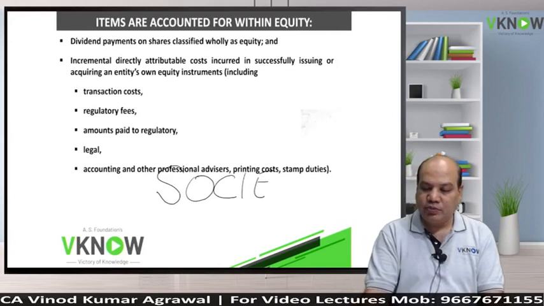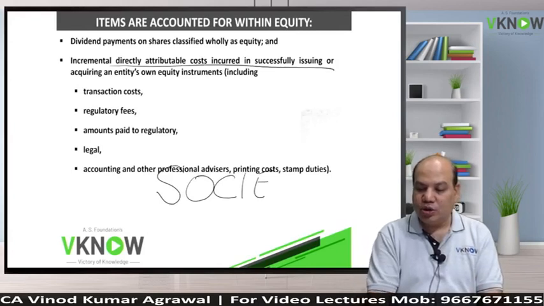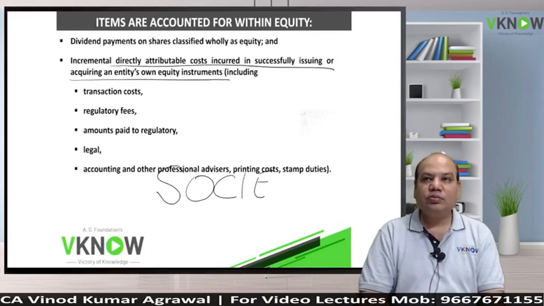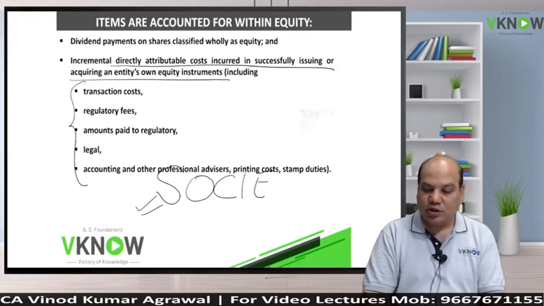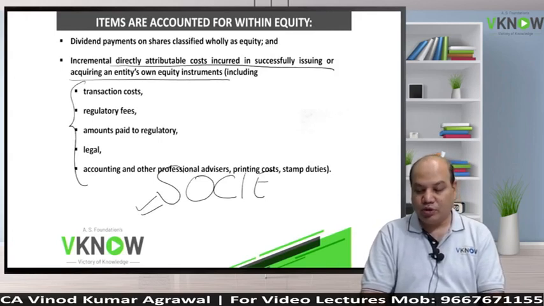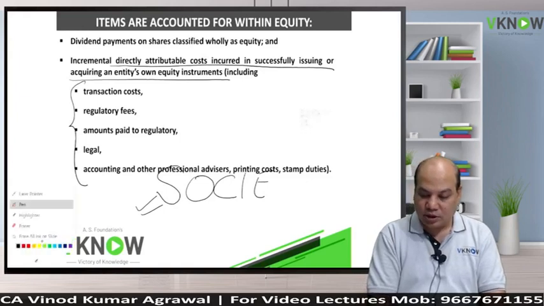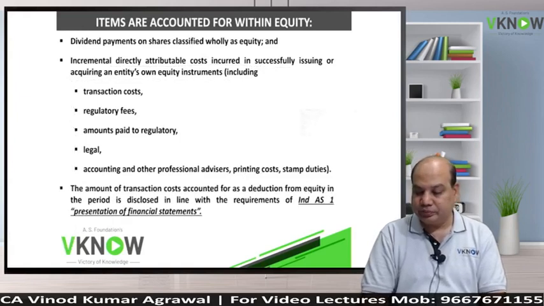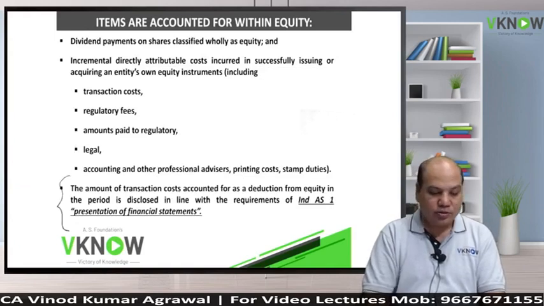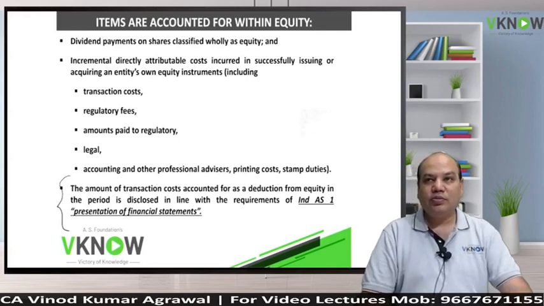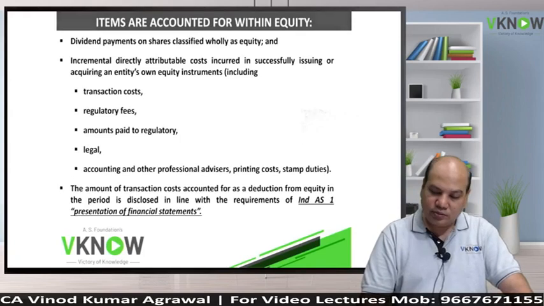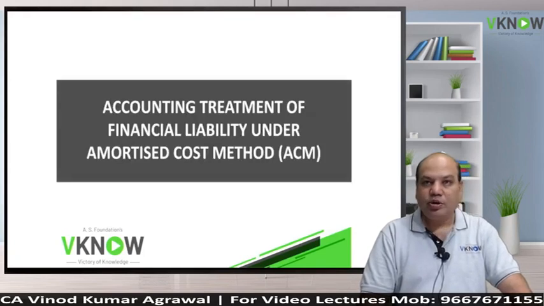Then similarly, any cost incurred in issuing an equity instrument will be deducted directly in the SOCIE. Examples of such costs are mentioned here: transaction cost, regulatory fees, amounts paid to regulatory agencies, legal, accounting and other professional advisor fees, stamp duty, etc. The same thing is mentioned in Ind AS 1 also, that if you incur any transaction cost relating to the issue of an equity instrument, it will be presented directly in equity. So this was a little important part.